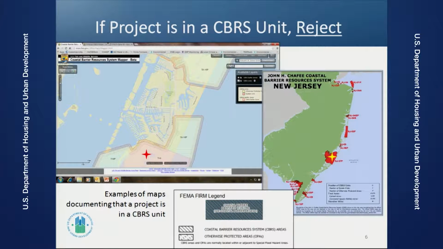Okay, these are examples of the CBRS map. Up at the top left-hand corner, you can see the project location is actually inside the CBRS unit. Also, FEMA maps, the ones that we talked about yesterday, will also show you whether or not the project is located in a CBRS unit. And then you can see also for New Jersey, some states have specific maps showing the CBRS units for that state. These are all examples of projects within a CBRS unit and must be rejected.